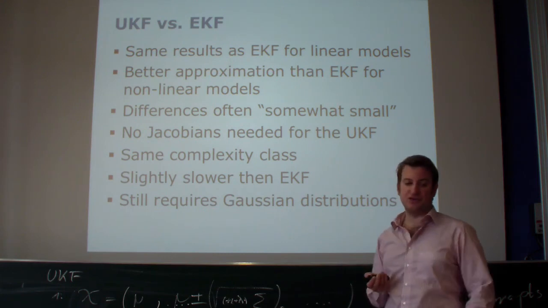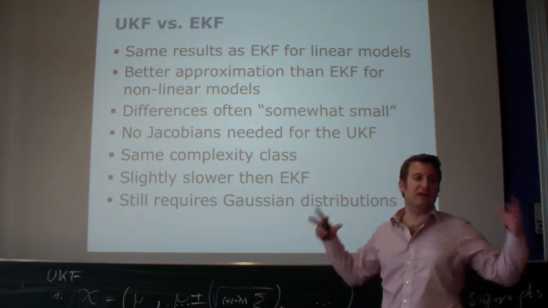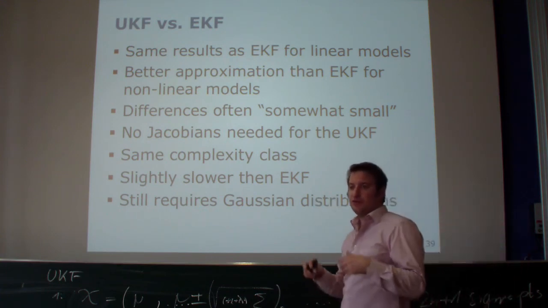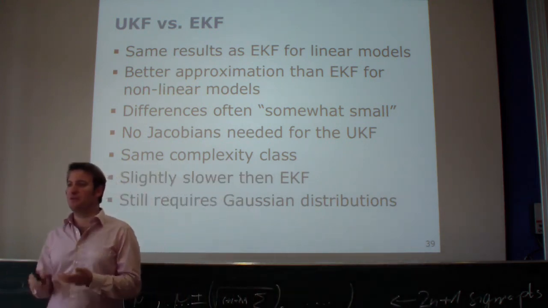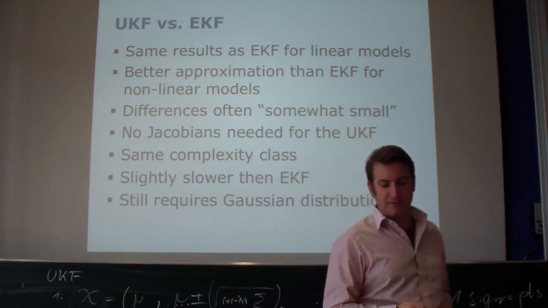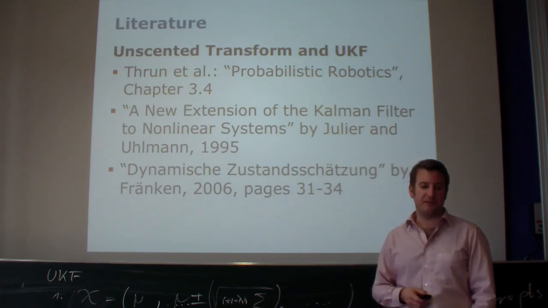But the key limitation of both of them is still that they only work on Gaussian distributions, or they always approximate by a Gaussian distribution and propagate this Gaussian distribution. So we are still in the Gaussian framework. We only have the possibility to deal with these nonlinear functions. It's still one of the limitations of the UKF, which it doesn't eliminate from the EKF.